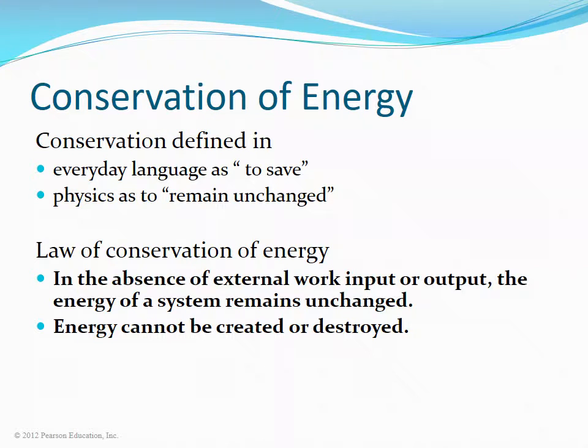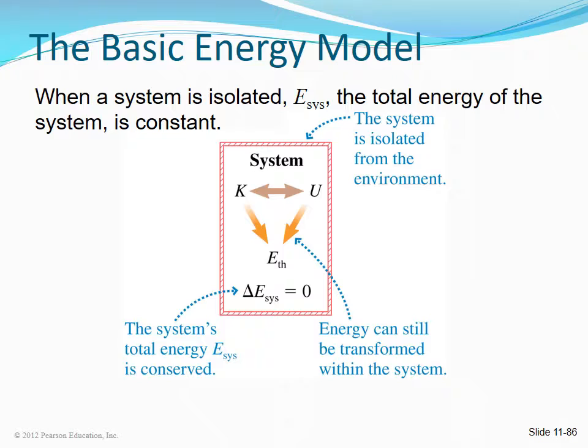In everyday usage, conservation is defined as to save. In physics, conservation means to remain unchanged. The law of conservation of energy states, in the absence of external work, input or output, the energy of a system remains unchanged. In other words, energy cannot be created or destroyed. In the basic energy model, when a system is isolated, E sys, the total energy of the system, is constant. In other words, the change in the system energy is 0.